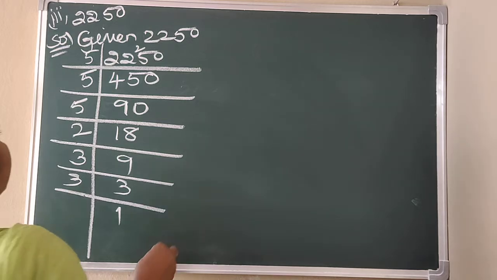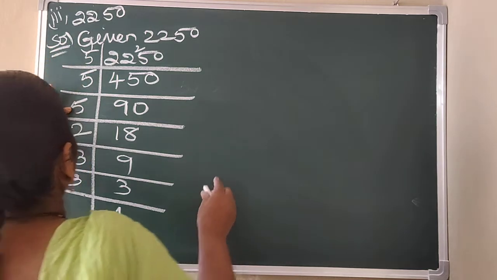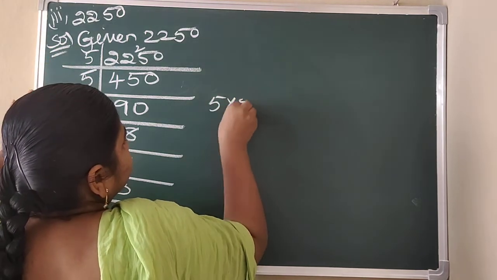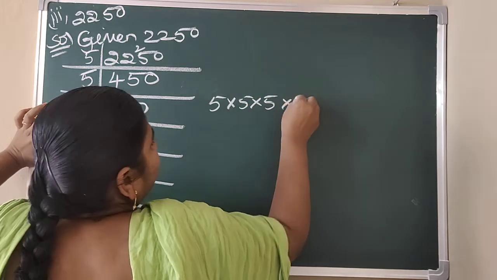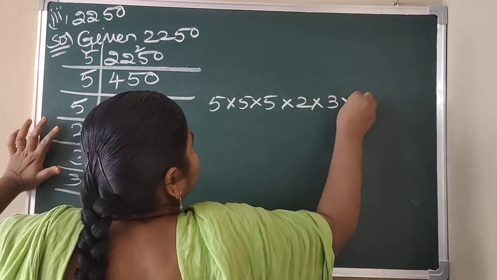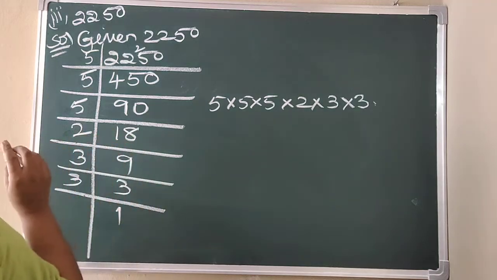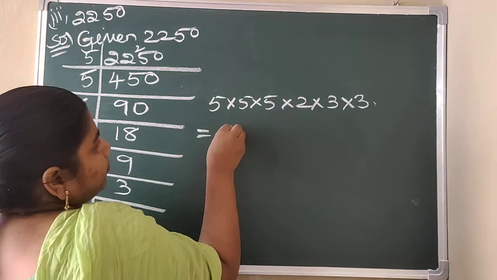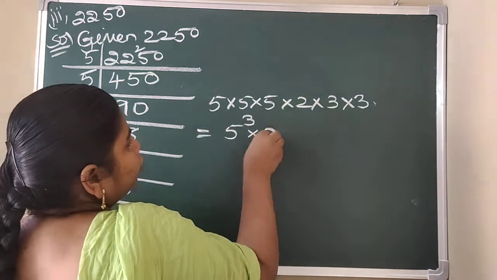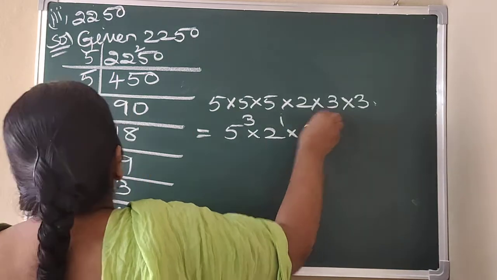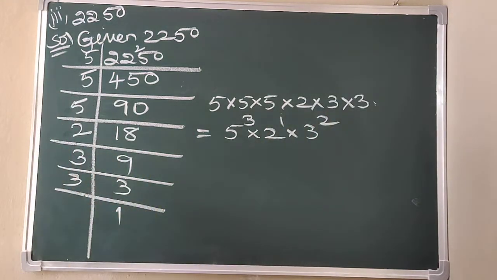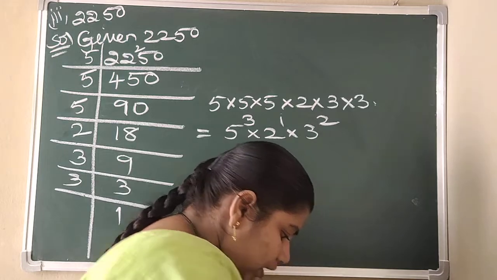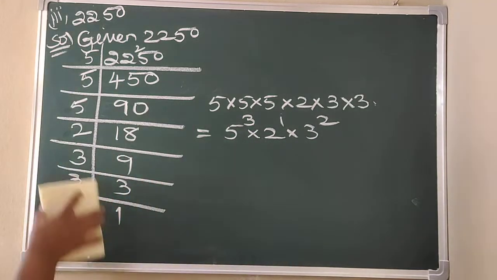So what we got here, 5 we have multiplied 3 times, 2 1 time and 3 2 times. So write in the form of exponential. So it will be 5 cube into 2 power 1 into 3 square. So this is our third question. Third solution.